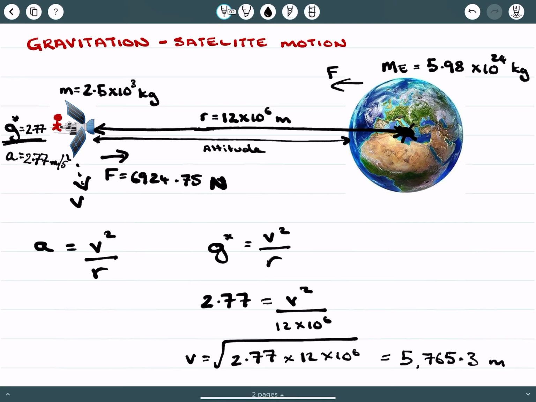And this value comes out as 5,765.3 meters per second. So that's really, really fast. But when you consider the distances that it's traveling, it needs to be fast. And you've also got to consider there are no external forces acting on this satellite. In outer space, we wouldn't consider any external force. Therefore, there's no friction slowing it down.